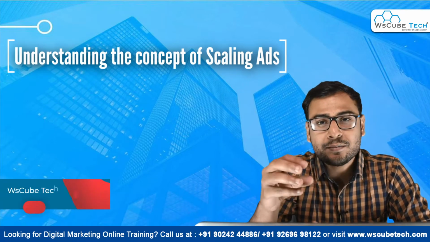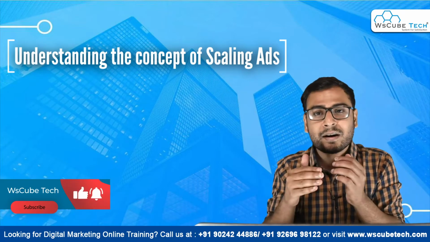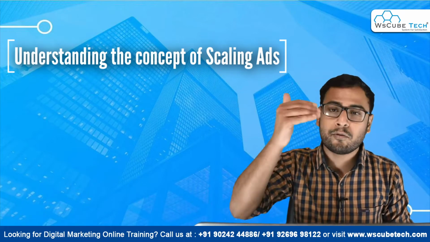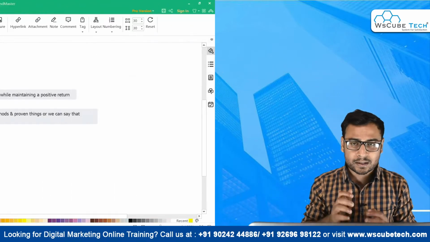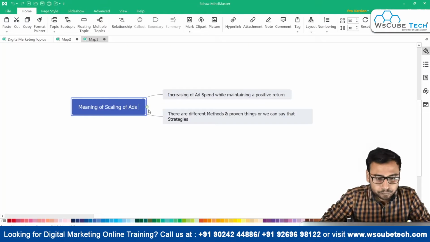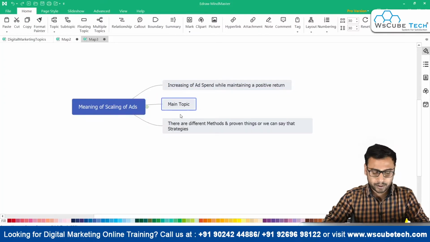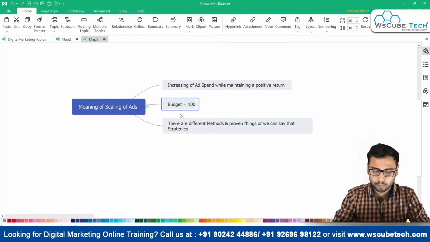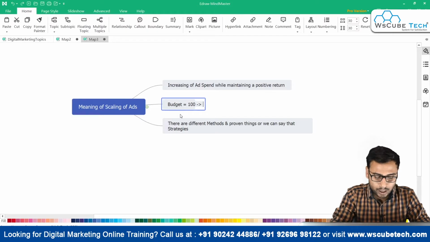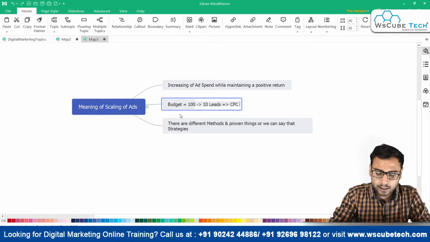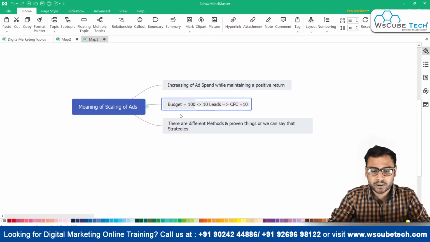Guys, many times you must have seen this: whenever you are increasing your budget, you are not seeing a positive return. Now let me tell you what this actually means. Suppose you are running a campaign and you have a budget of 100 rupees, and in those 100 rupees you are getting 10 leads. So the cost per lead in this case will be 10 rupees.